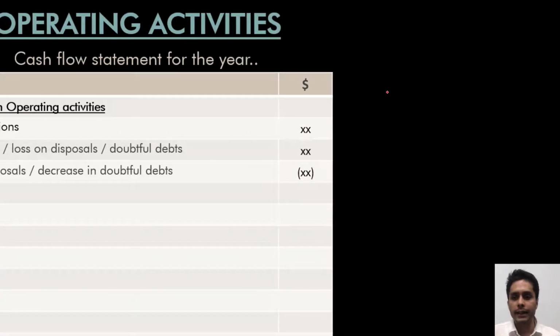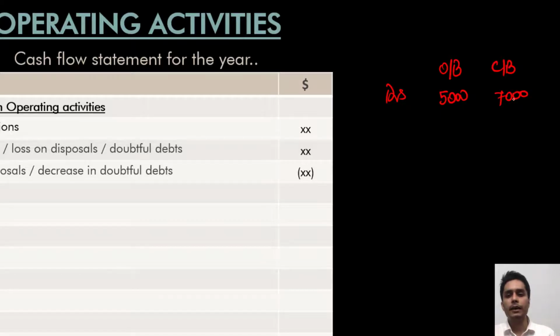For example, if my debtors opening balance is 5,000 and the closing balance is 7,000, this tells me that my debtors have increased from 5,000 to 7,000. It means 2,000 of my revenues that are in the income statement are not for cash. They are for credit. Since they are not for cash, I will have to reduce the effect of 2,000 from the cash flow statement, and hence I will have to deduct any increase in the current asset.